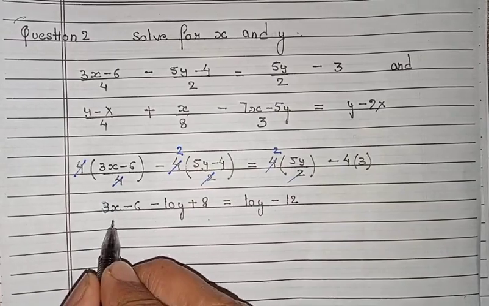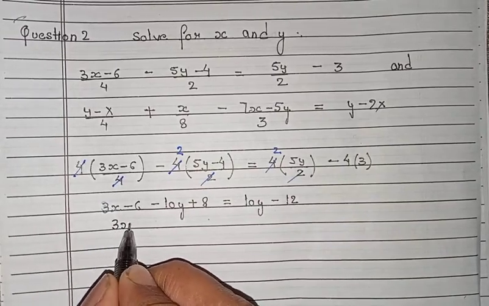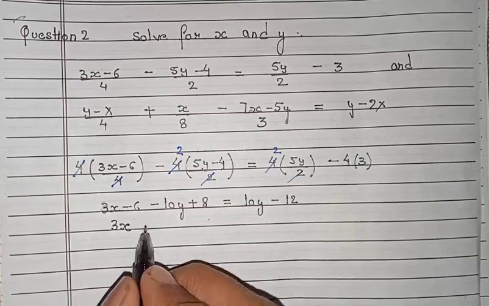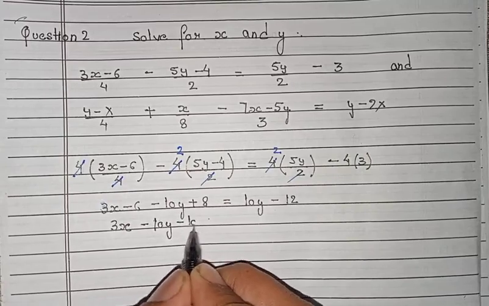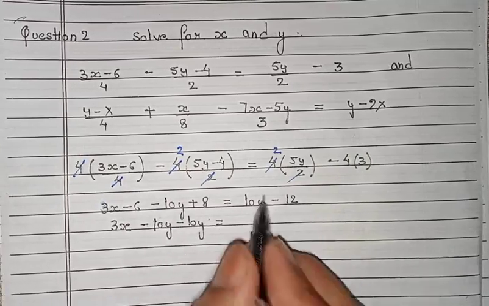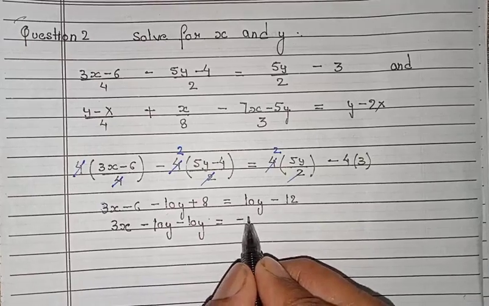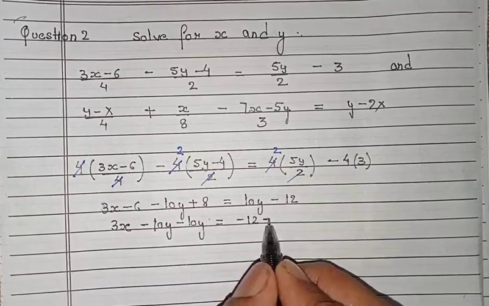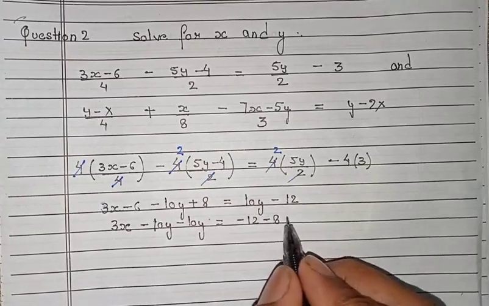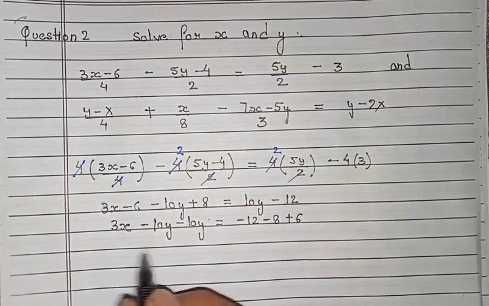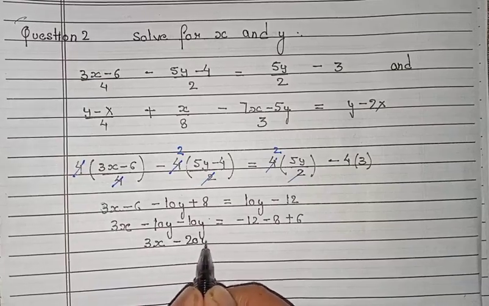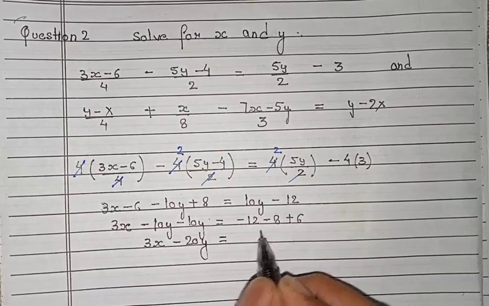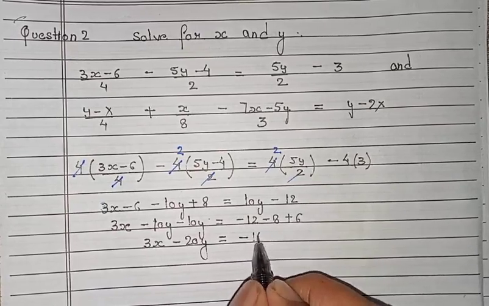So collecting these variables x and y on one side, this will give you minus 10y minus 10y, and these constants on the right side. So we have minus 12 minus 8, and this minus 6 will become plus 6. So you are getting 3x minus 20y is equal to minus 14.